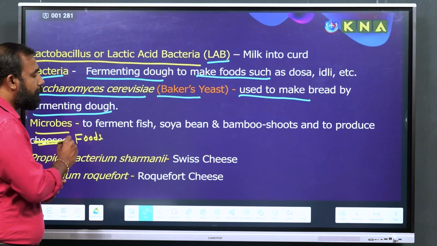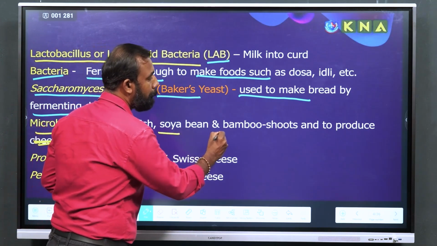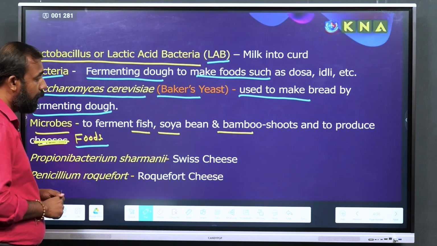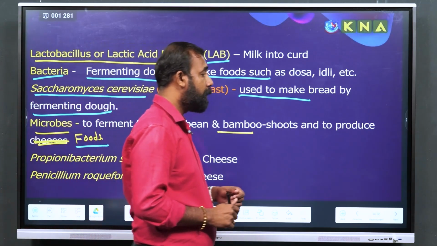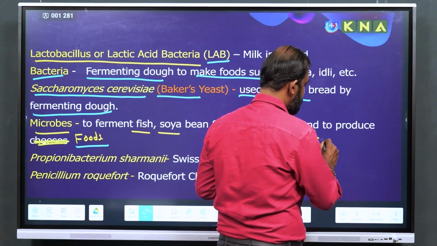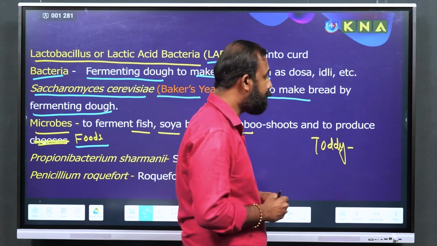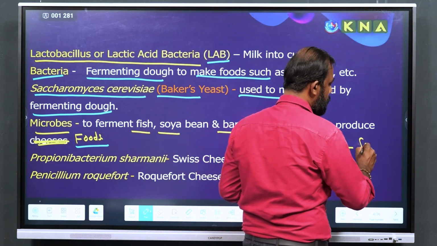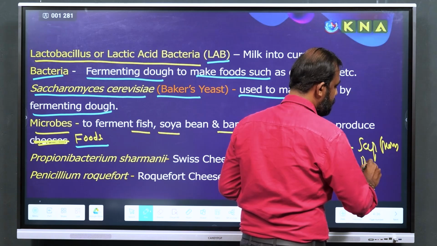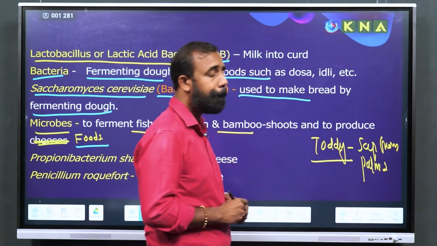Some microbes are also used to ferment fish, soybean, bamboo shoots, and to produce foods. You know toddy, the traditional drink used in the southern part of India. Toddy is made by fermenting sap from palms.